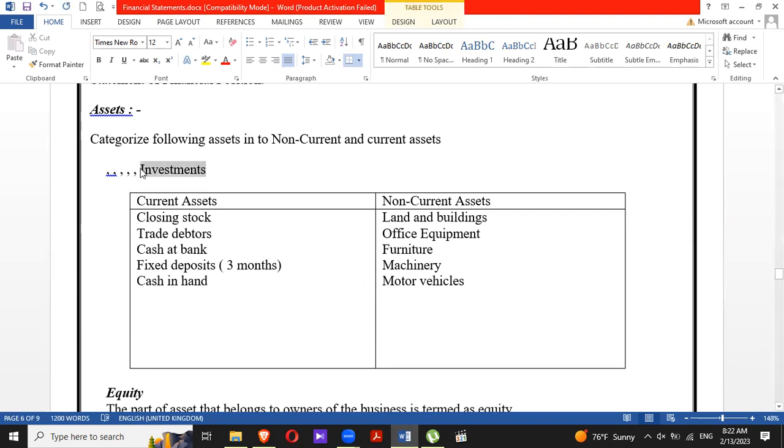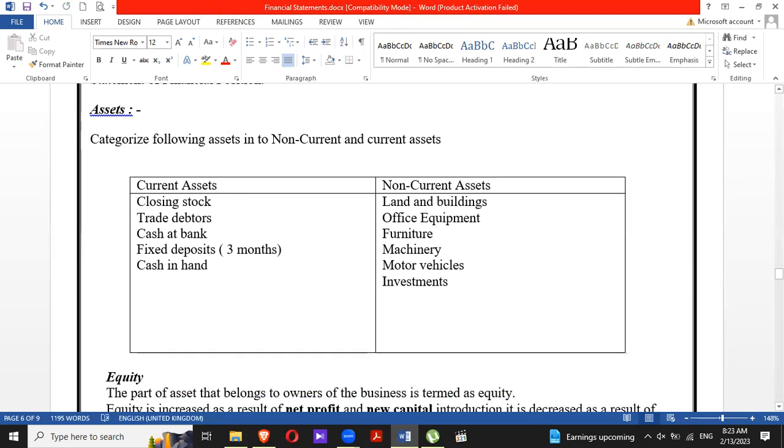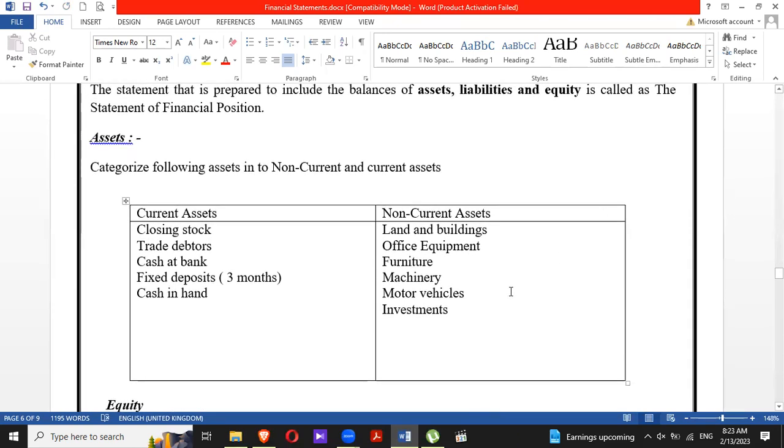Last one, investments. Investments come under non-current assets. Here, land and building, office equipment, furniture, machinery, motor vehicle are tangible non-current assets. We can touch them. But investment is an intangible non-current asset. If it is just a fixed deposit, it also comes under non-current assets. But here it is specifically given as fixed deposit 3 months, and because of that it comes under current assets. Complete your activity to classify assets into current and non-current.